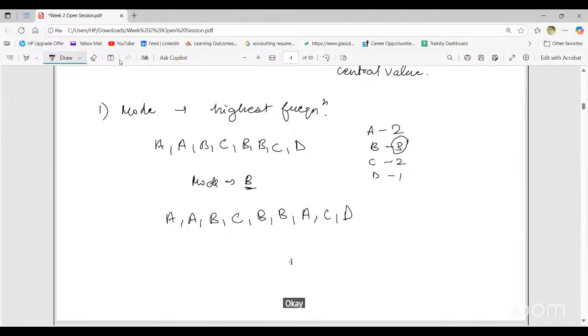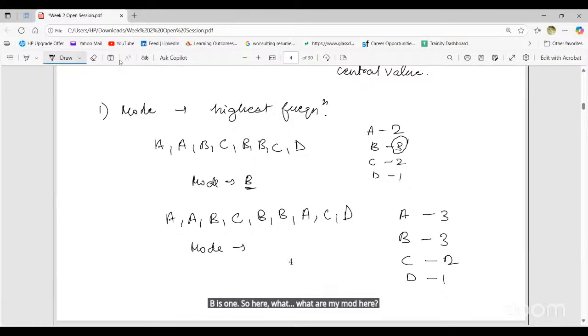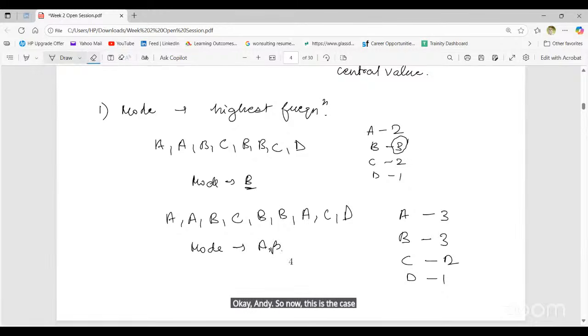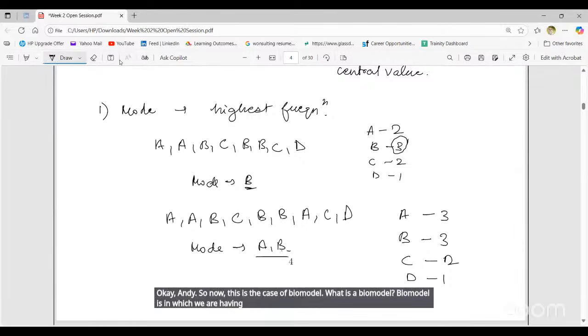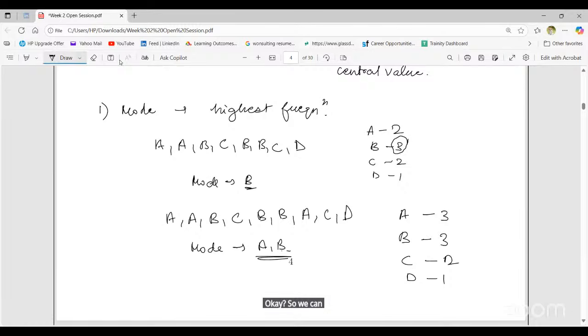Now, what is the frequency of A here? It is 3. For B, it is 3. C is 2 and D is 1. So what are my modes here? A and B, both. This is the case of bimodal. What is bimodal? A data set in which we have two modes. So we can have a mode, we can have bimodal, we can have multimodal, and so on.